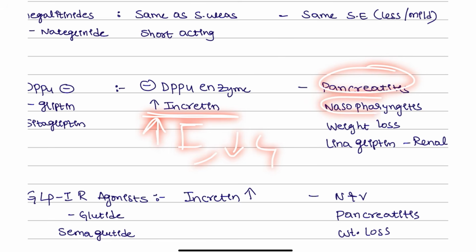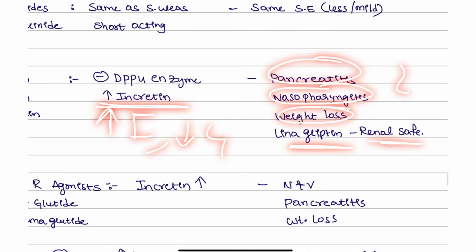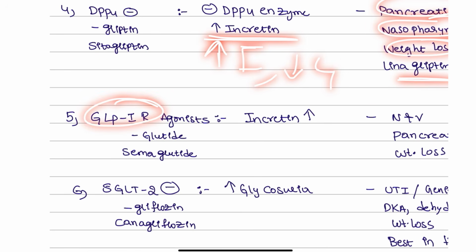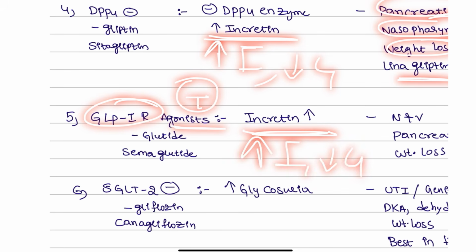Pancreatitis, nasopharyngitis, weight loss; linagliptin is renal safe, and these are the side effects. Okay, and GLP-1 receptor agonist, that means we are increasing the activity. Again, increasing the incretin activity, increase the insulin and decrease the glucagon.